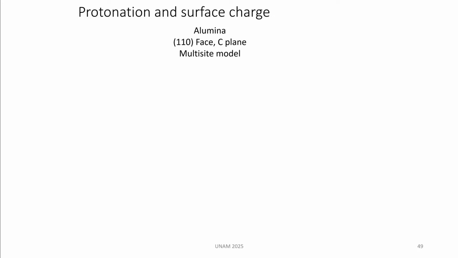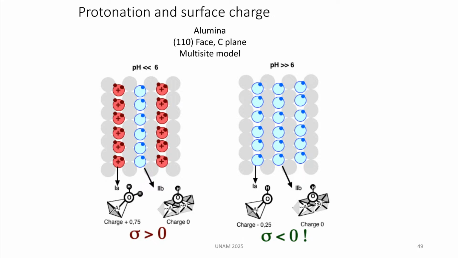Now, to come back to what I had shown you previously, remember you had seen these two pictures. They correspond to different exposed planes of alumina. And you will have different surface groups here. Some of them will have a high pKa1, some will have a low pKa1.